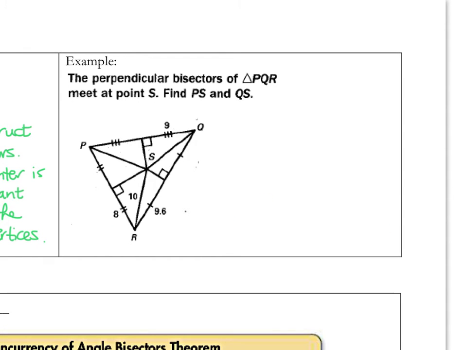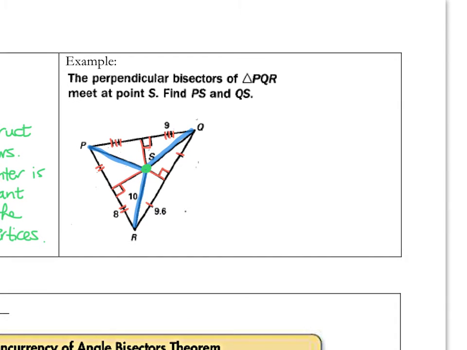Okay, next example. The perpendicular bisectors of the triangle PQR meet at point S. So these are the perpendicular bisectors. And again, they have the markings here. And it's asking you how long PS and QS are. Well, those represent the distance from S to Q and S to P and S to R, which is all the same, because that point is the circumcenter, the point of concurrency of the perpendicular bisectors.